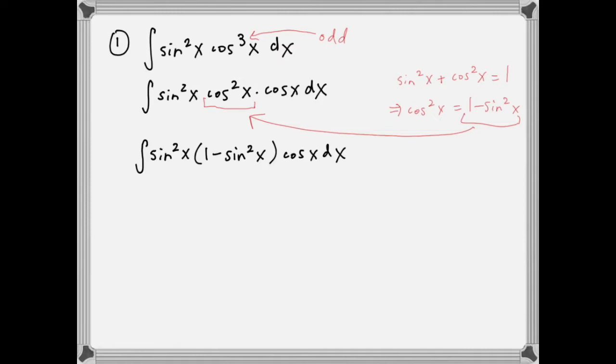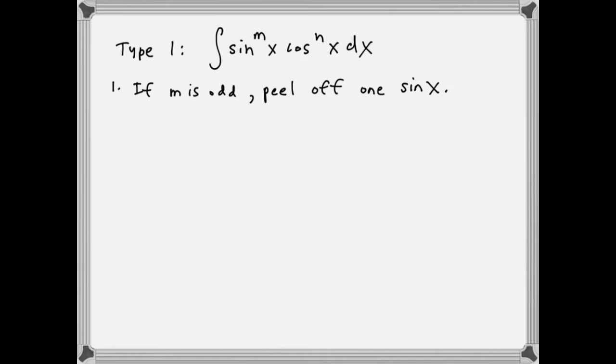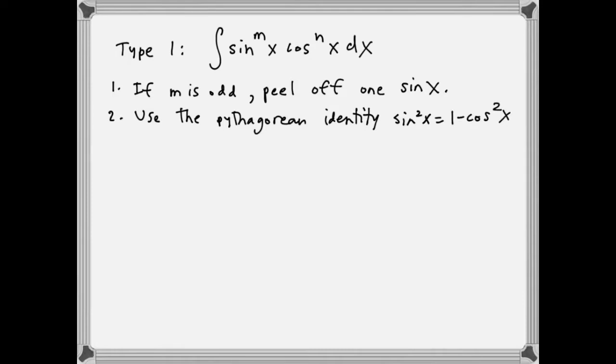So what happens if sine had been odd? We would have done the same thing in reverse. So let's write this down. If m is odd, then you peel off a sine x. And then step 2 is use the Pythagorean identity sine squared x is equal to 1 minus cosine squared x to convert all other sines to cosines.